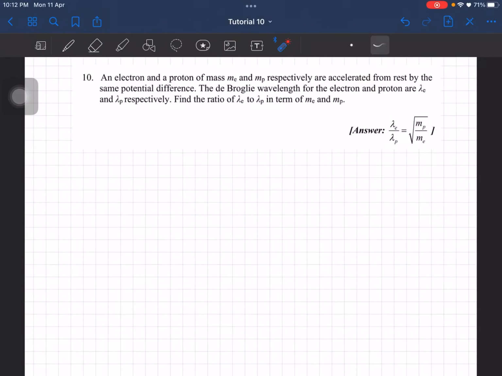Okay, our last question, everybody. Question number 10. An electron and a proton of mass given here are accelerated from rest by the same potential difference.